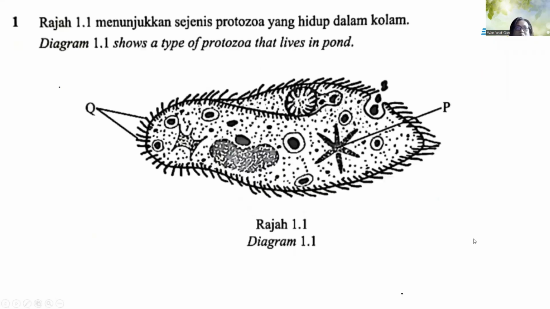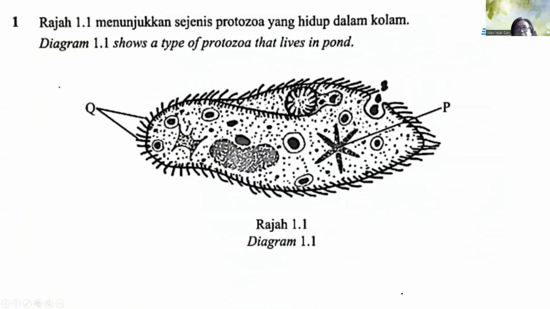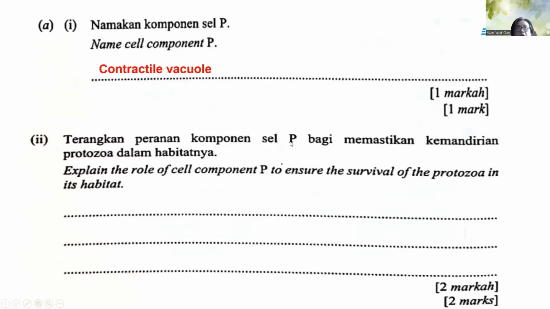Okay, let's look at the first question. Diagram 1.1 shows a type of protozoa that lives in a pond. Name cell component P. Right, so cell component P, we look at P here. P is contractile vacuole.